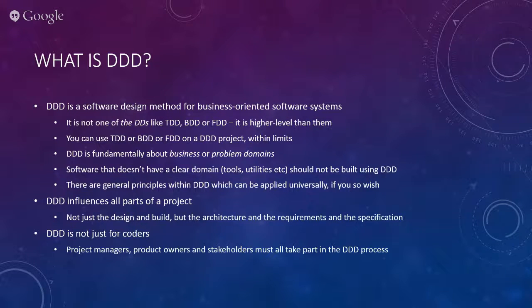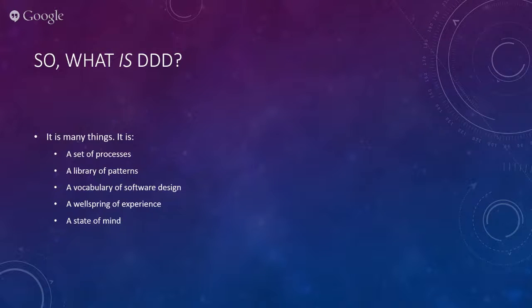So that's probably really not very clear at all. So the question is, what is DDD? It's a set of processes, it's a library of patterns, it's a vocabulary of software design, it's a wellspring of experience from the people that came up with the ideas, it's a state of mind. I'd even go as far as to say it's a way of life. Yeah, it's all things to all men, really. It is, but at the same time, it's kind of what you choose to make it.